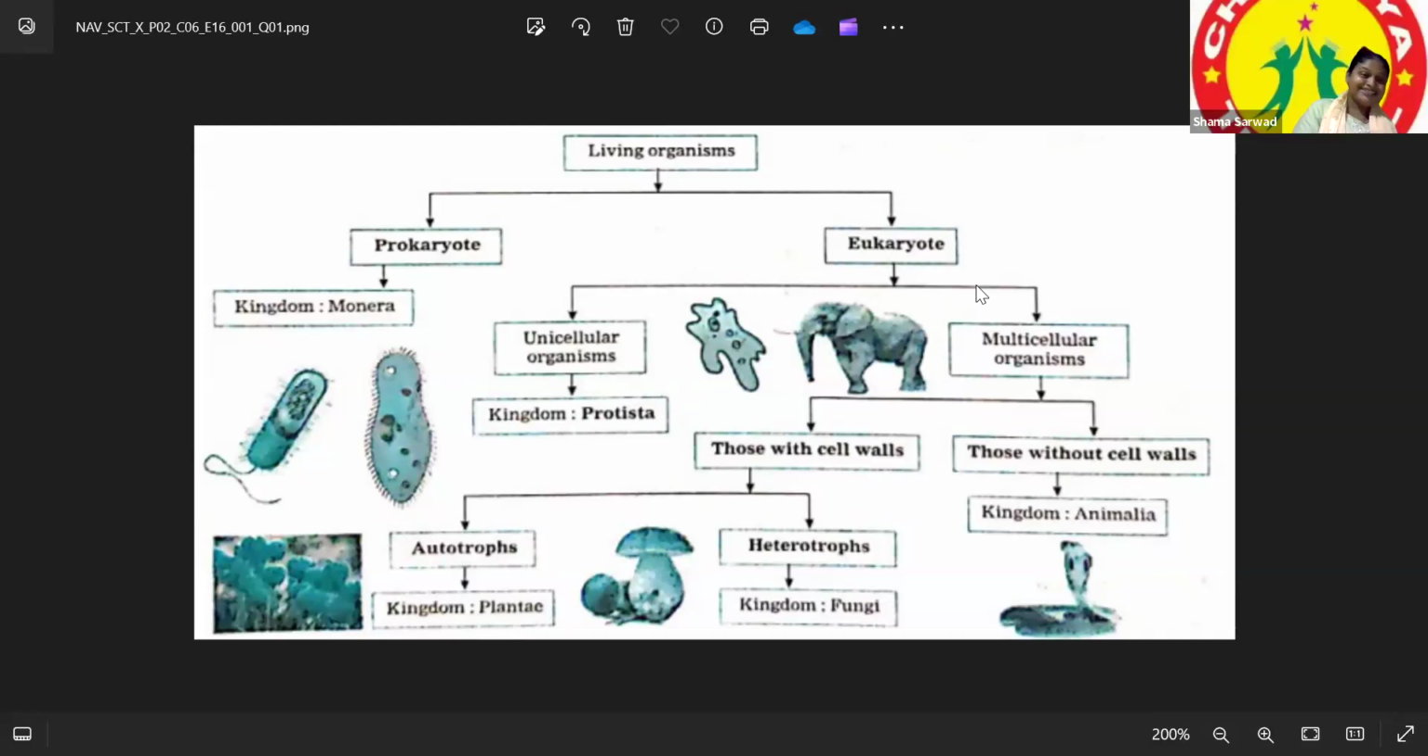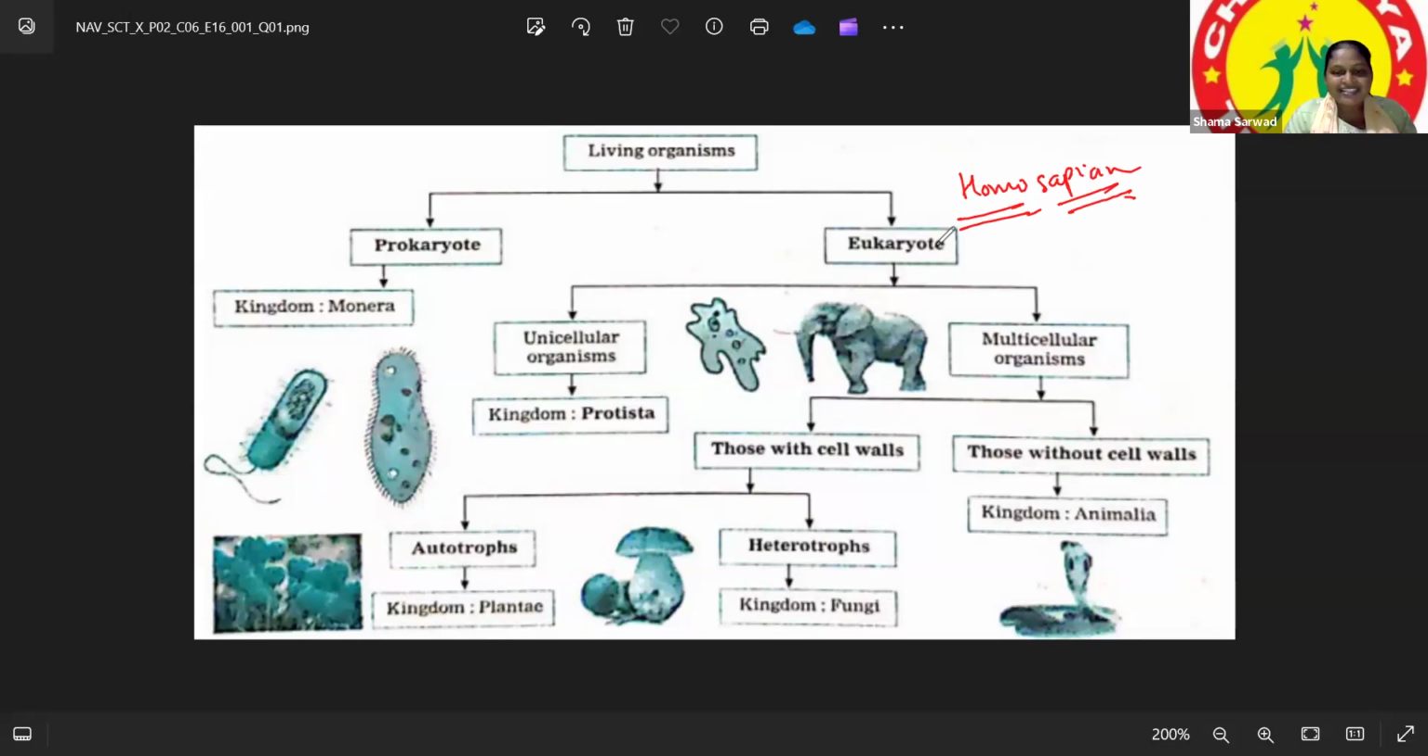So the name is what? Homo sapiens, right? Isn't it? Homo sapiens. The name is written like how? Homo sapiens. In that, Homo is your species, and sapiens is what? Genus. In that way.